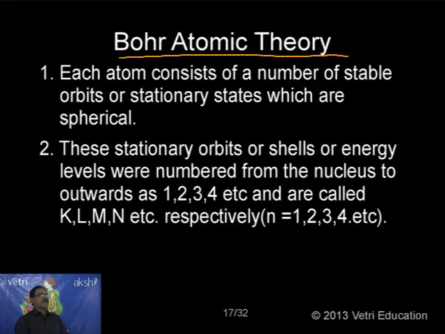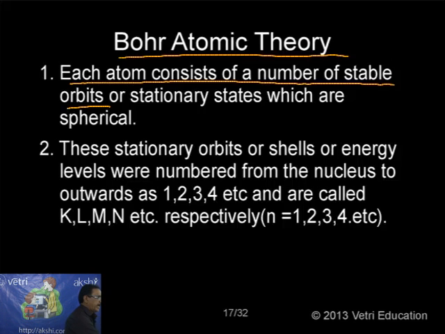Let me first give the postulates as usual, Bohr atomic theory, and then I will go for that. What is Bohr atomic theory? This is the most important theory. Each atom consists of a number of stable orbits. According to Bohr, each atom consists of a number of stable orbits or stationary states which are spherical, round. That is the first thing.